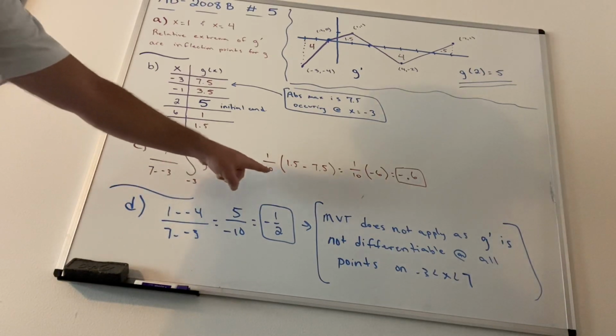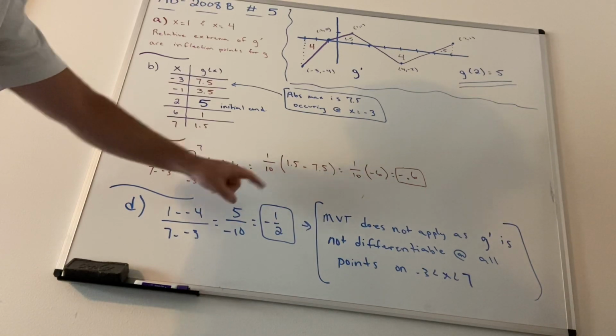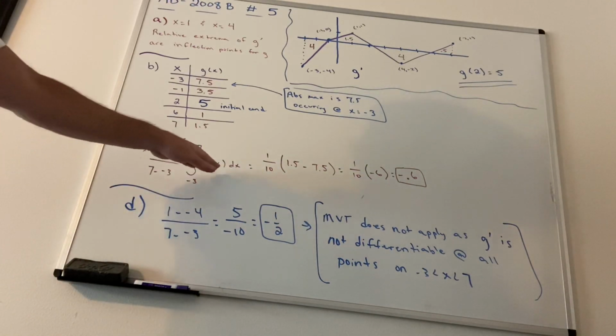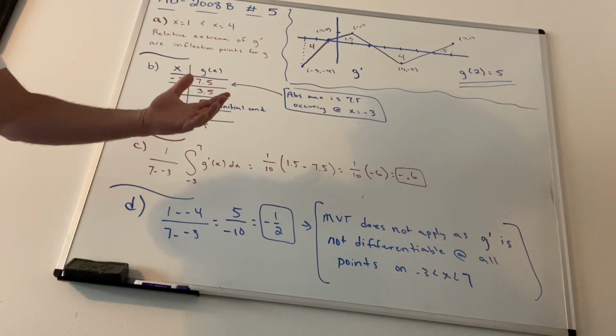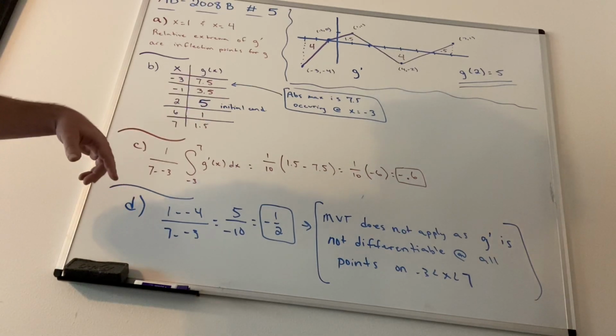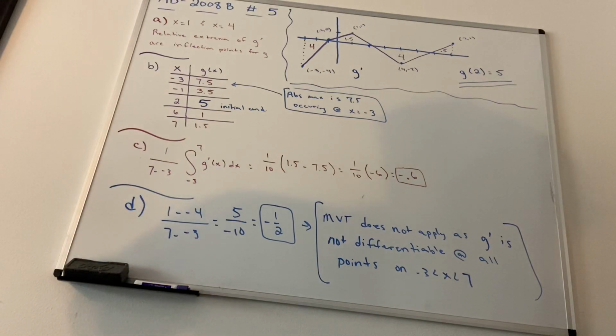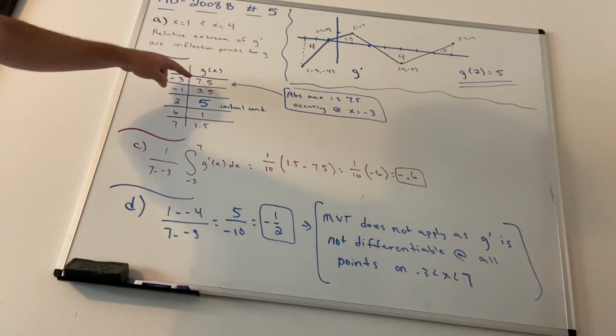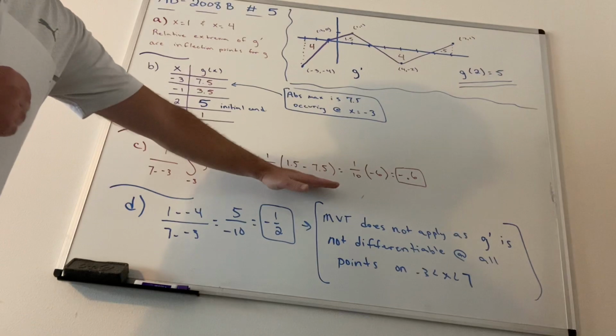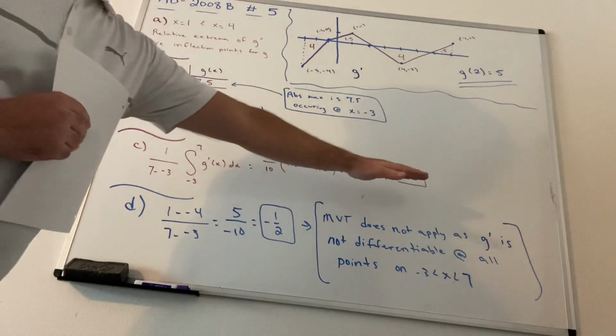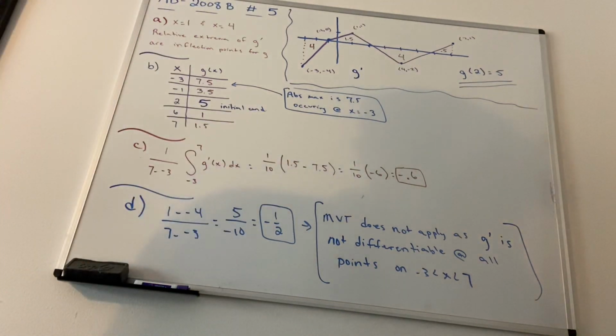Okay, there's your 1/10. Now, we already know, so when you integrate G prime, you get out G. And we know that G of 7 is equal to 1.5. And we know that G of -3 is equal to 7.5. So that's where those numbers are coming from. And then just a little bit of arithmetic gets you to -0.6.